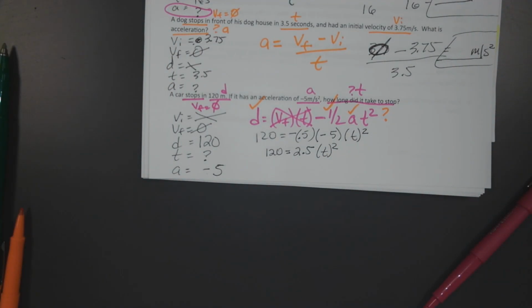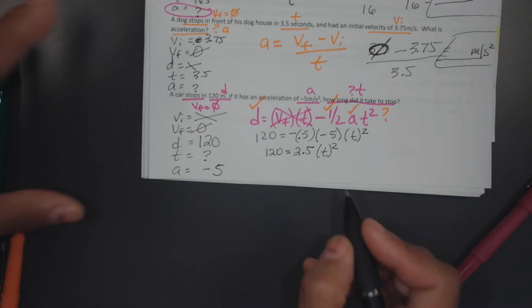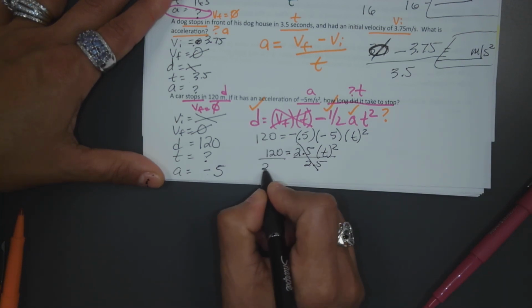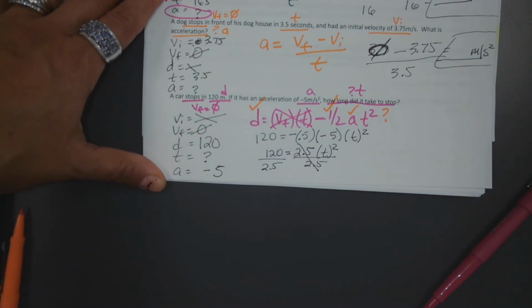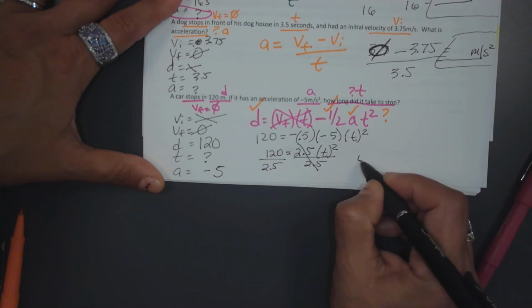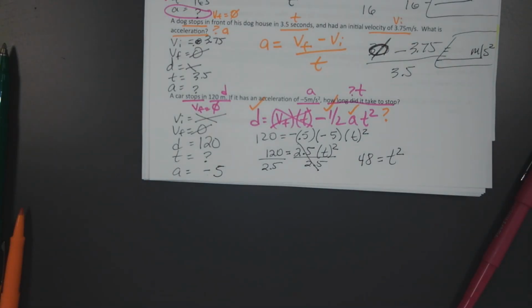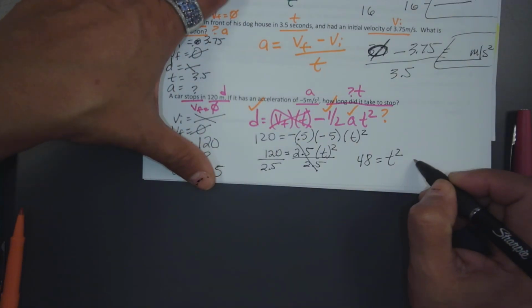I still do not have T by itself, and so in this situation, I'm going to divide by 2.5. I hope you did that for your homework, right? 120 divided by 2.5 for this situation comes out to 48 equals T squared. Not my answer, because I need to get the T, not the T squared. So in this situation, I'm going to hit second key, square root of 48. I end up with a T value.